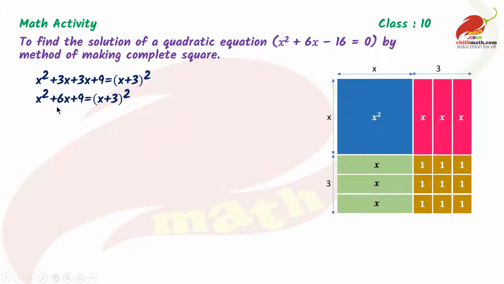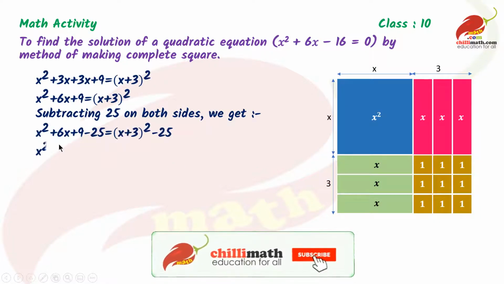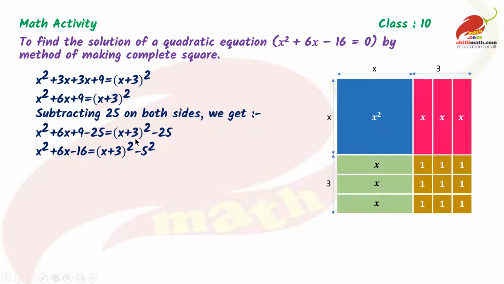Solving this, we get x square plus 6x plus 9 equal to x plus 3 whole square. But our question is x square plus 6x minus 16 equal to 0. So we need here minus 16. To do the needful, we need to subtract 25 on both sides. So subtracting 25 on both sides, we get x square plus 6x minus 16. And on this side, we have written x plus 3 whole square as it is and 25 as 5 square.